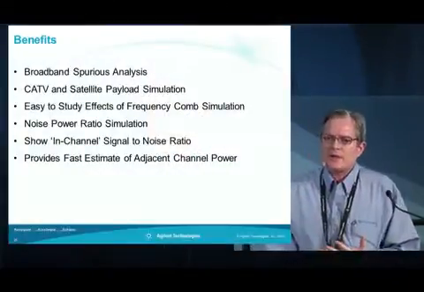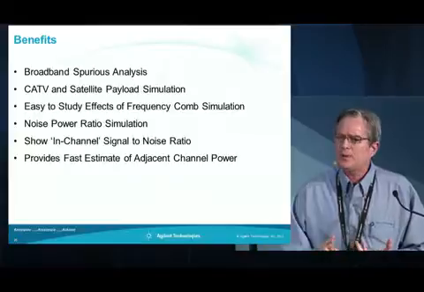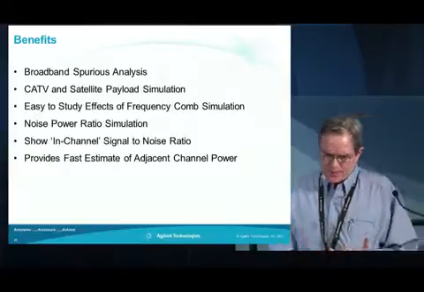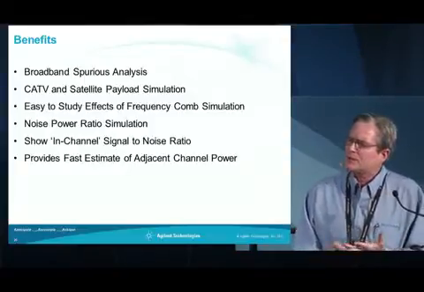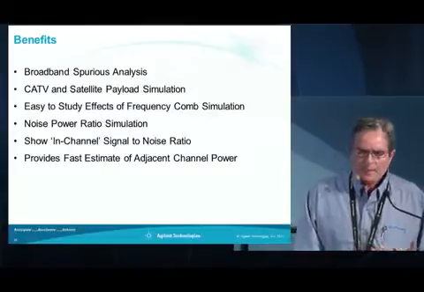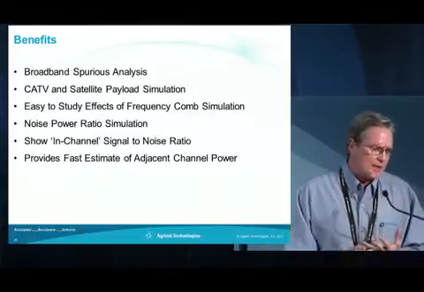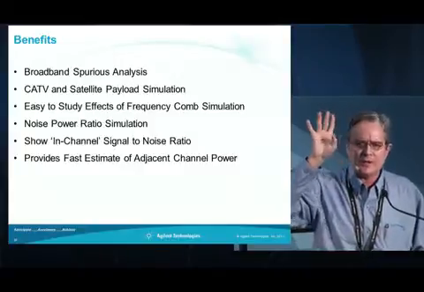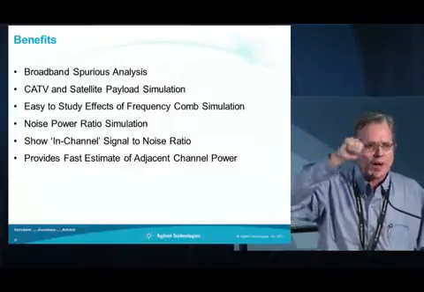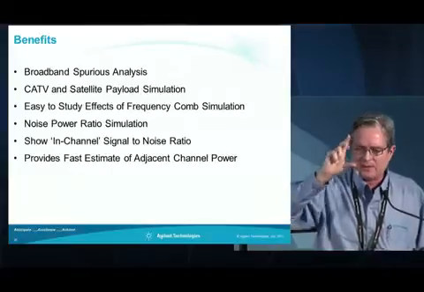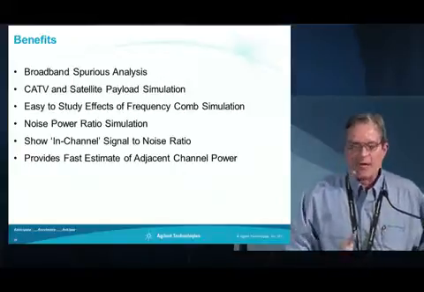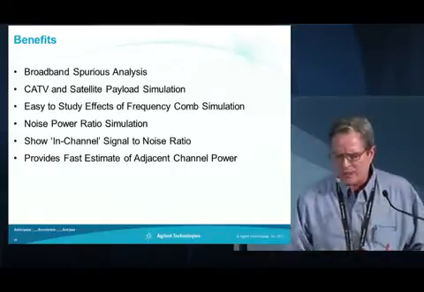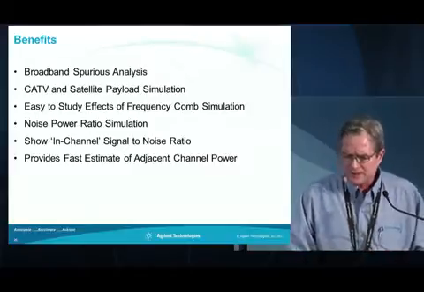All right, so the benefits of this technique are broadband spurious analysis. It's very fast. If you're doing cable TV, maybe payload simulations where you need a large number of carriers, or if you want to do any type of effects by using a frequency comb. It's very common to do a noise power ratio test where you have several carriers, and then usually you drop a few carriers and measure the intermods so you can see what the intermod level is. But with this technique, you can see the intermods underneath the signals. You can get in-channel signal-to-noise ratio, which is a great benefit, and provides fast estimation of the adjacent channel power.